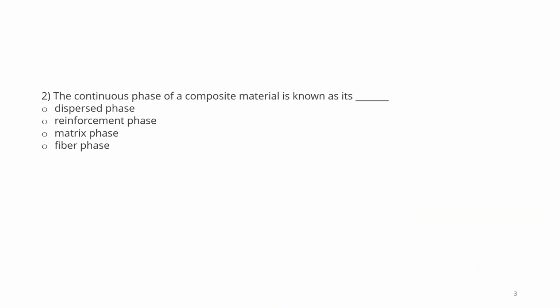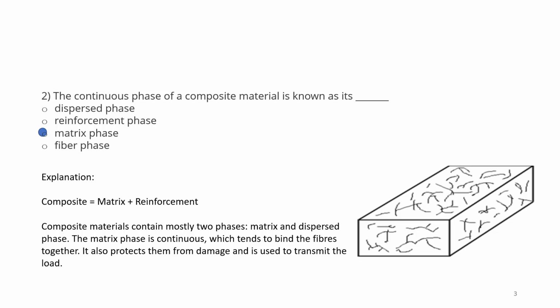Next is, the continuous phase of a composite material is known as your blank. Your options are dispersion phase, reinforcement phase, matrix phase and fiber phase. So the correct answer will be matrix phase. In a composite you can see it is made with the matrix plus reinforcement. Composite materials contain mostly two phases, matrix and dispersed phase. The matrix phase is continuous, which tends to bind the fibers together, and it also protects them from damage and is used to transmit the load. It can be seen here as well in the fiber reinforced composite.